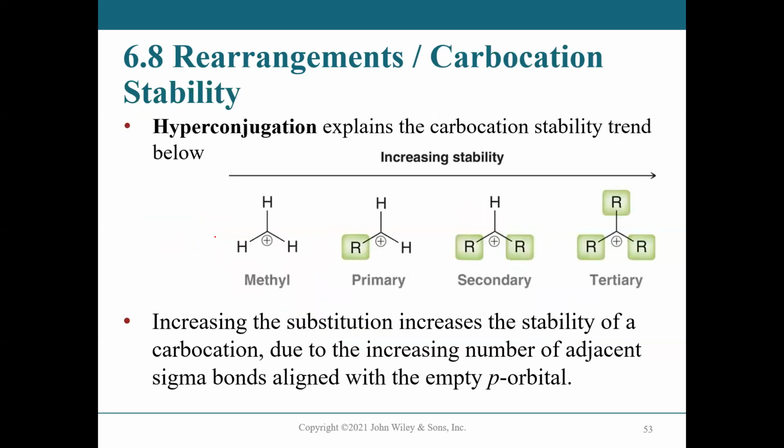And here's the stability chart. So a tertiary carbocation is the most stable, and the methyl carbocation is the least stable. So increasing the substitution, what do we mean by increases in the substitution? We're adding more R groups. Increases the stability. You can see we have one R group, we have two R groups, now we have three R groups. Due to the increasing number of adjacent sigma bonds aligned with the empty p orbitals.